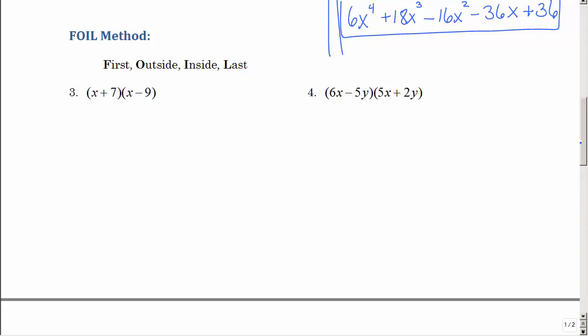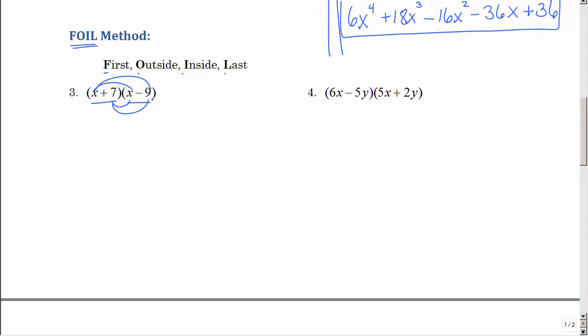Now the next thing is a binomial times a binomial, and many of you have learned this with the mnemonic, the FOIL method. FOIL stands for first, outside, inside, last. Sometimes you've learned it as first, outer, inner, last. It doesn't really matter. It's still the distributive property. But this is for a binomial times a binomial. And what happens is we have x times x, which is your first, x times negative 9, which is the outside of the parentheses, 7 times x, which is the inside, and 7 times negative 9, which is the last in the parentheses. But you can see it's exactly what I did on number 2.